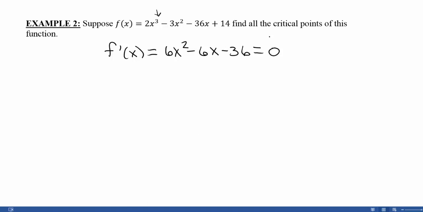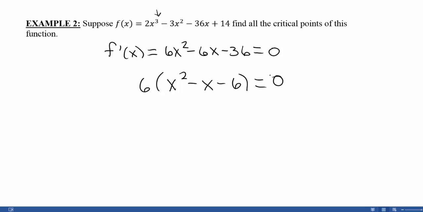So I set my derivative equal to 0, and now I notice that I have a quadratic. So I have two options at this point. I can use the quadratic formula to find the roots, or I can factor it. Either way, I need to use algebra to find when this is going to equal 0. So I'm going to factor this. So here, I'm first going to factor out the 6 to see if that helps me factor things a little bit easier. So factoring out a 6 leaves me with x squared minus x minus 6.